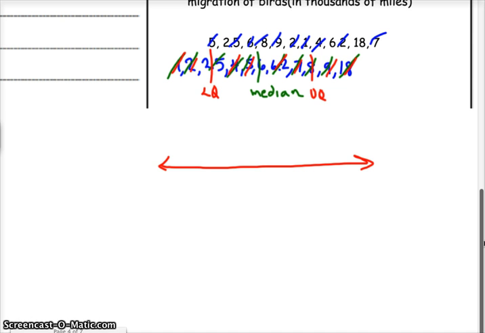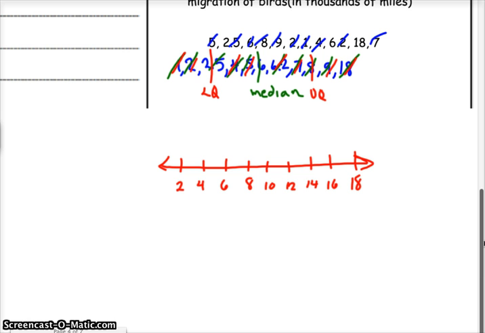Now I'm going to create a number line to show the box and whiskers plot. So I go from 1 to 18. I'm thinking the best bet is 2s. I don't want to go from 1 to 15. I'm going to go ahead and start at 2. 2, 4, 6, 8, 10, 12, 14, 16, 18.